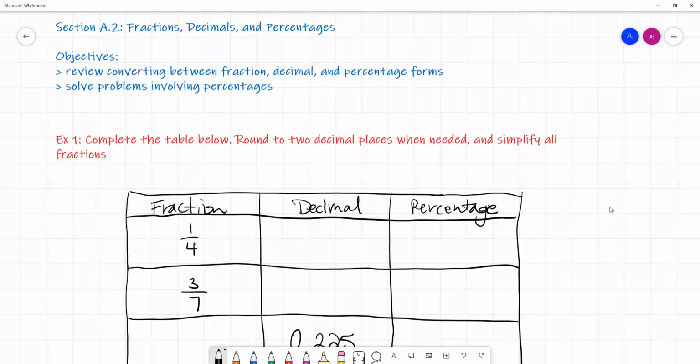So the idea is that we're going to just review how to work with fractions, decimals, and percentage, and go in between them. That way we're fluid in those, which is going to be really important when we get to probability.